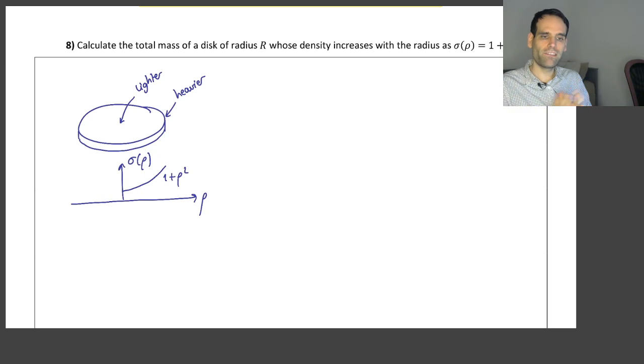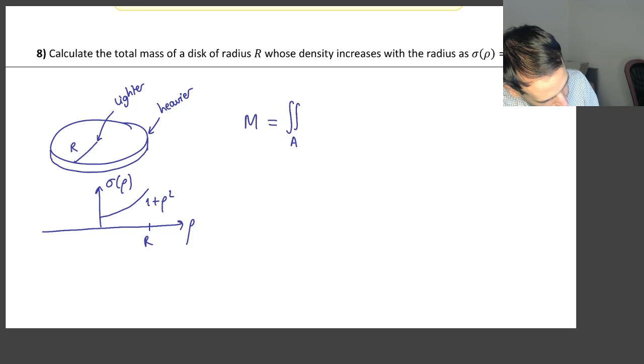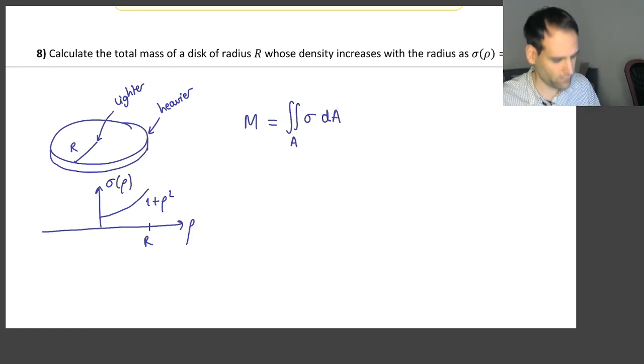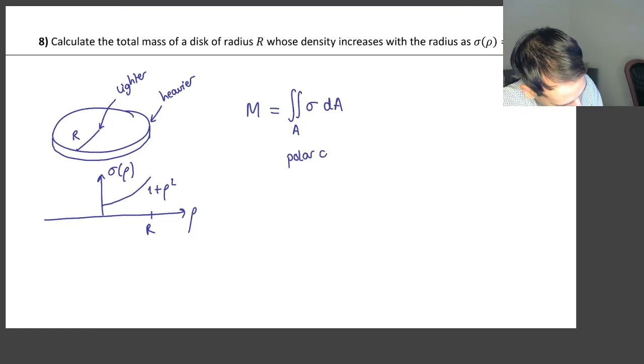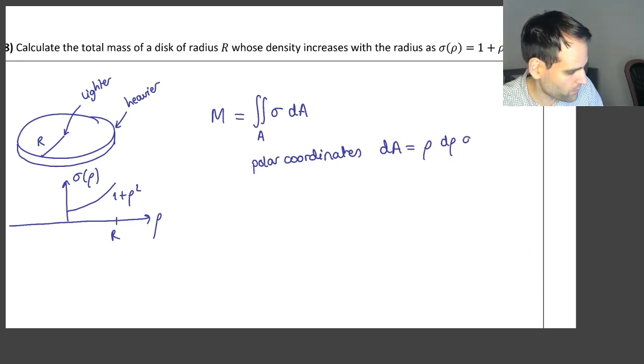But thanks to double integration, we can calculate the mass of this disk. Okay, so remember the radius is r. So how do we calculate the mass of a disk? We do the double integral on the area A of the density times dA. Since this is a disk, we choose polar coordinates. Okay, choose polar coordinates. So in polar coordinates, dA is given by rho times d rho times d phi. Never forget the Jacobian.